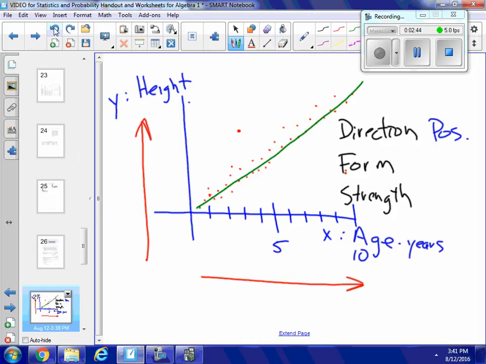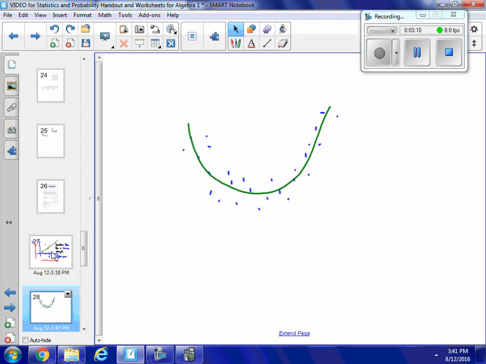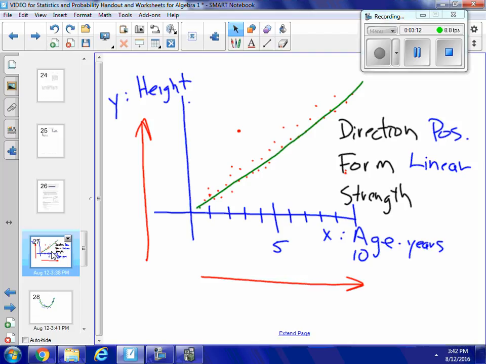The form. Well, in this case here, I can draw a green line that is linear. Sometimes I would get a scatter plot, if I plot different points, that looks something like that. Well, if I draw the line that's kind of going closest to most of those points, that's going to be a curve that is non-linear. So it's either going to be linear or non-linear. This one here happens to be linear.